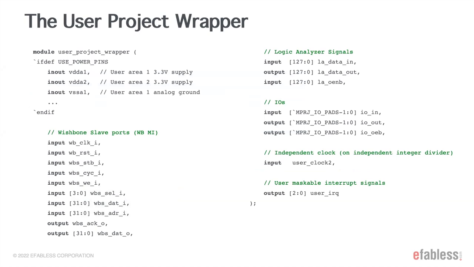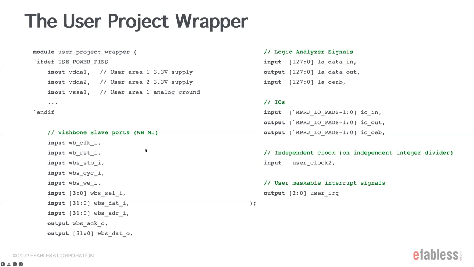If you look at the user project wrapper, it's an empty Verilog module. And here I'm showing just the header. The header contains all the interfaces to the user project wrapper. And these interfaces are connected to everything else in the Caravel chip. These are the things that your design can use. Here I'm not showing the whole module header, but at least I'm showing the things that you should be using if you are doing digital design.